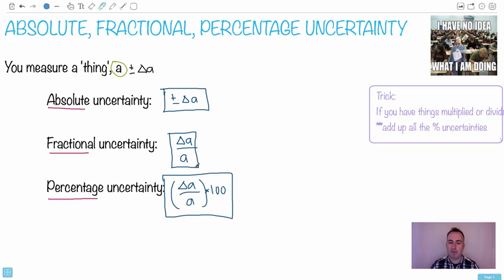Now you might be wondering, okay, when do I need these? Very often, if you're measuring something, you're going to need to know the absolute uncertainty. But a good trick is to actually use the percentage uncertainty, and this is something I'm going to try to show you here. So I have a nice trick for you.